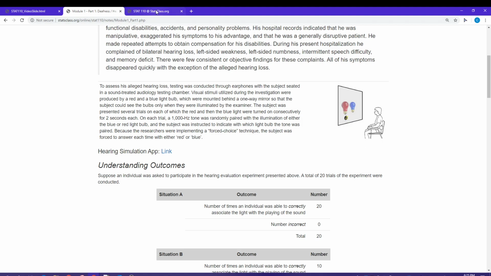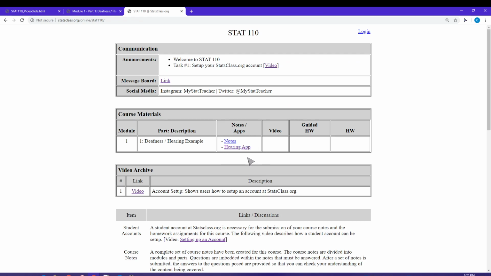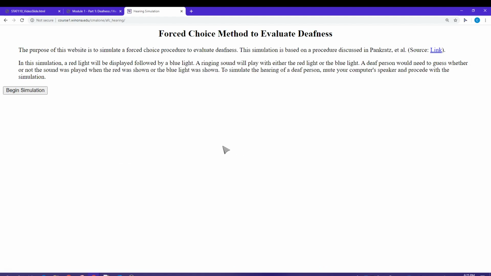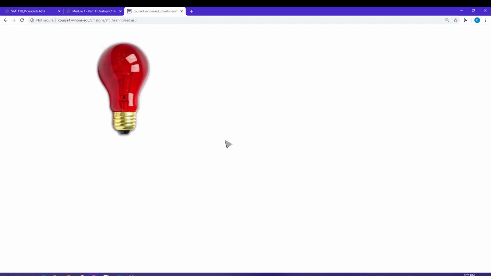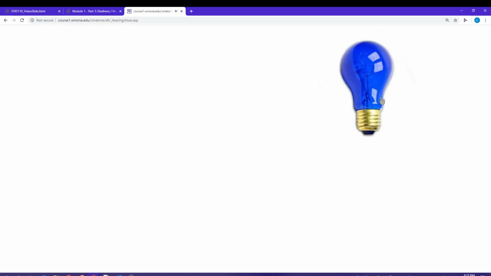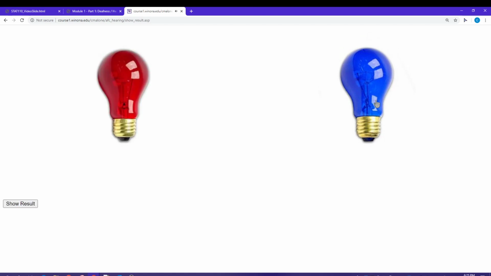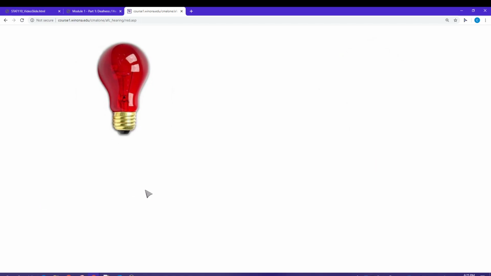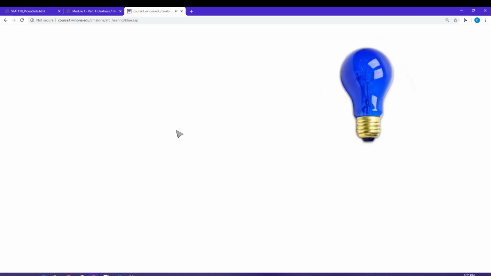I went ahead and created a simulation that can be used to mimic that hearing test. Out here on our course website, you can see that there's a link for the hearing app. We can begin the simulation. Here the red light is on. And now the blue light is on. And we heard the sound being played with the blue light. If we did another trial, this time the sound was being played when the red light was on.